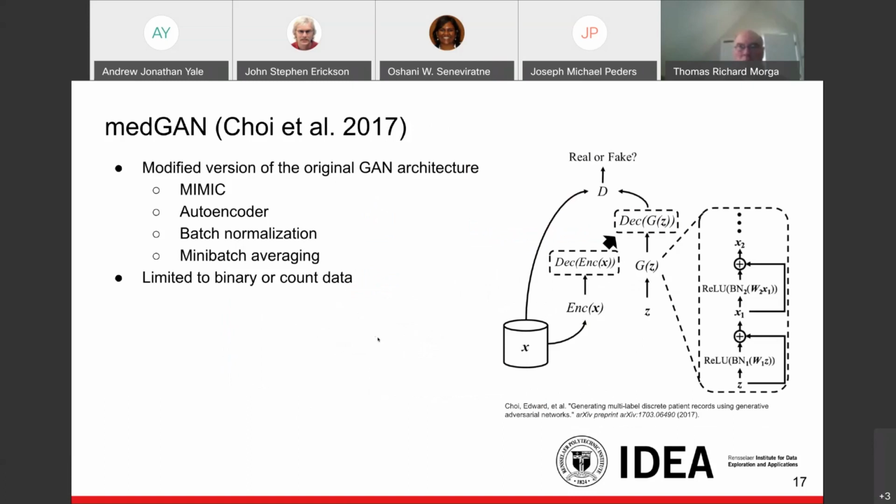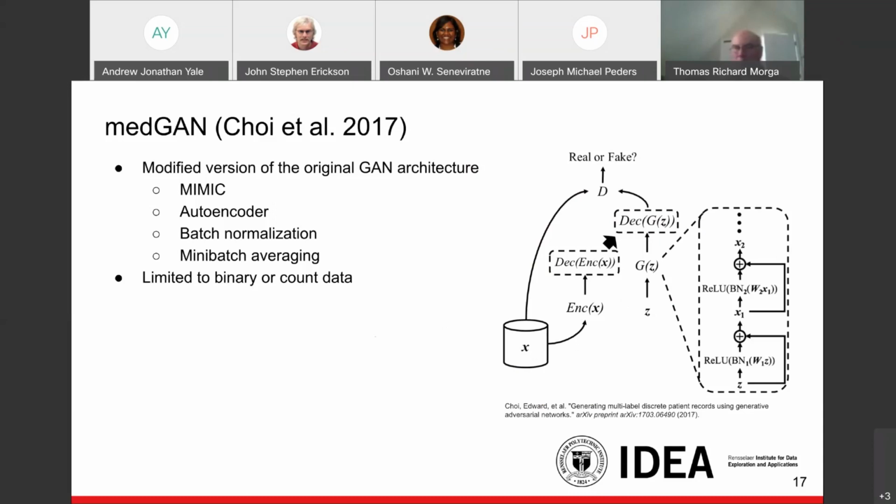So this has already been attempted for medical data. The medGAN was a GAN used to generate medical data using MIMIC data, which is also what we wanted to do. They added a couple of things to the baseline GAN formulation, but for all intents and purposes, it was pretty much just a GAN designed to work on medical data. But it was limited to binary and count data.